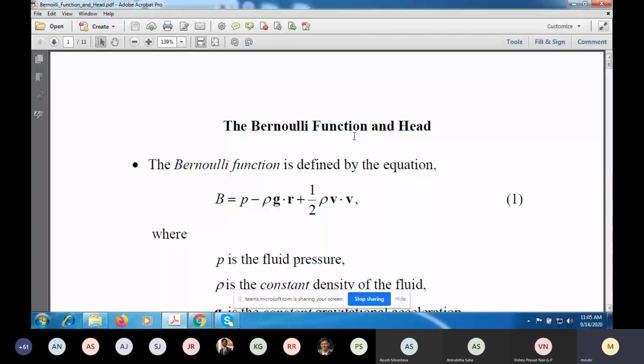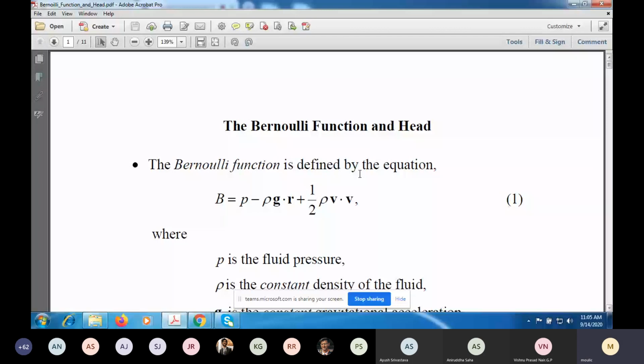Thank you. So today we'll define what I'm going to call the Bernoulli function, and a term which is referred to by hydraulic engineers as head. So the Bernoulli function is defined by equation 1, which is written on the screen. I'm using the symbol capital B for Bernoulli. It is the sum of three terms.